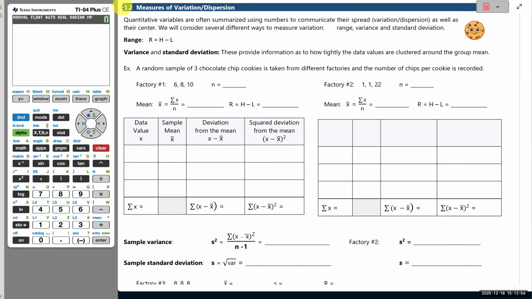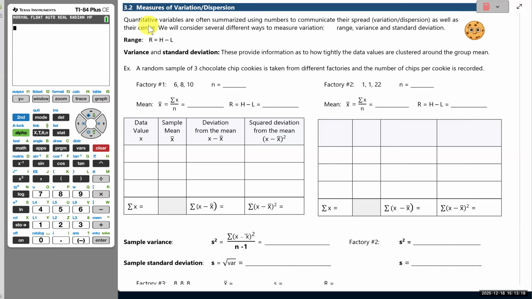Welcome. Section 3.2 is called measures of variation or dispersion. Quantitative variables are often summarized using numbers to communicate their spread, variation, dispersion, as well as their center. In the last section, we took a look at measures of center, trying to describe a typical data value. And we considered measures of center like the mean, median, and mode.